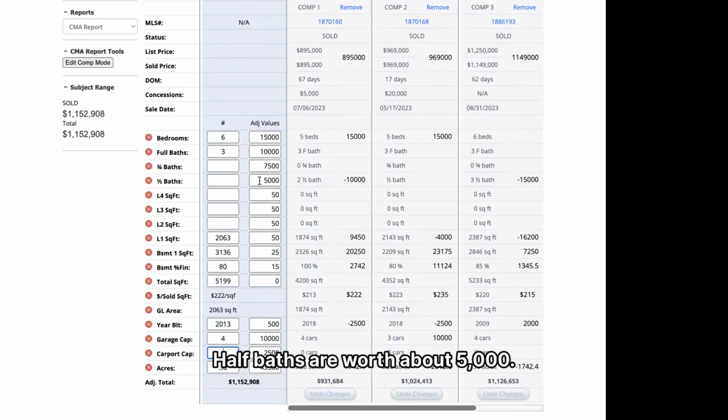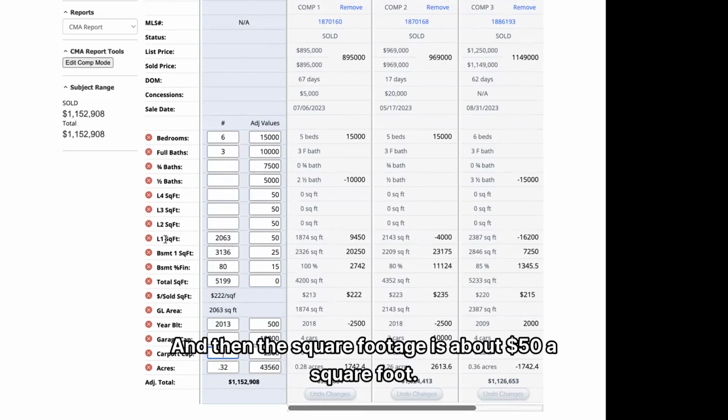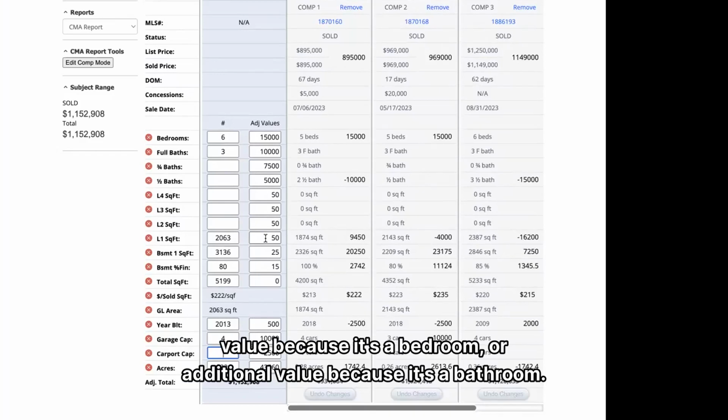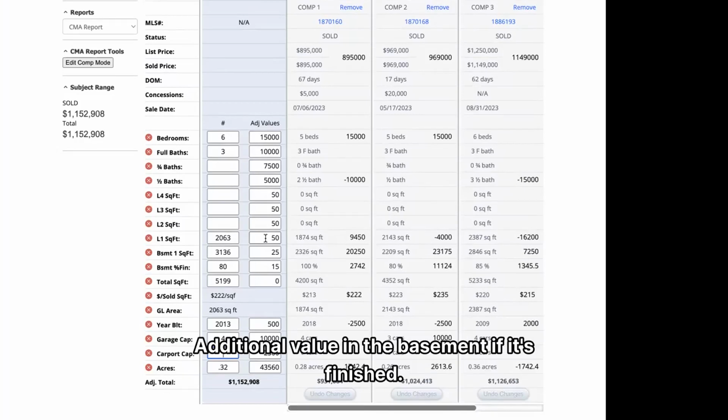Half baths are worth about 5,000. And then the square footage is about $50 a square foot. And again, that's just the square footage. That's not counting if it's an additional value because it's a bedroom or additional value because it's a bathroom. Additional value in the basement if it's finished.